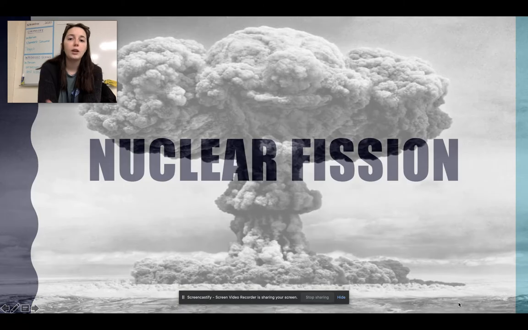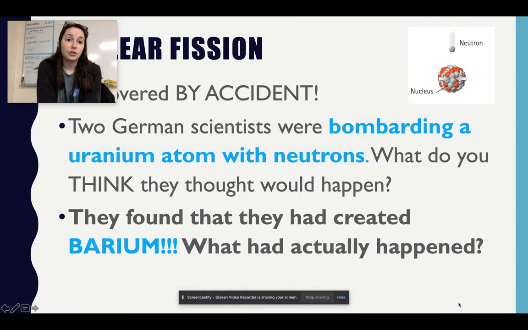So first things first, we're going to talk about nuclear fission. Nuclear fission is actually something that we discovered by accident, which is really crazy to think about. Two German scientists were bombarding a uranium atom with neutrons. So what do you think that they thought would happen? Well, in this case, they probably thought that the uranium atom was going to get a lot bigger and be more unstable, and that's what they really wanted to accomplish. They found it out when they were trying to make atomic bombs. However, they found when they did this that they had created barium.